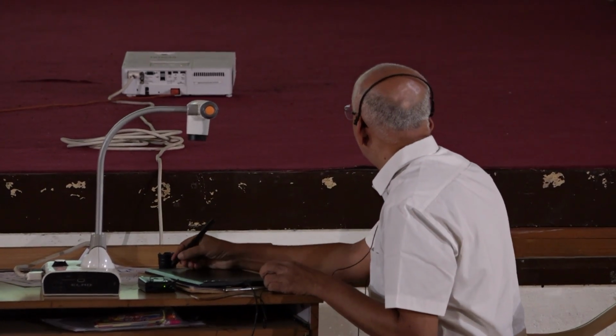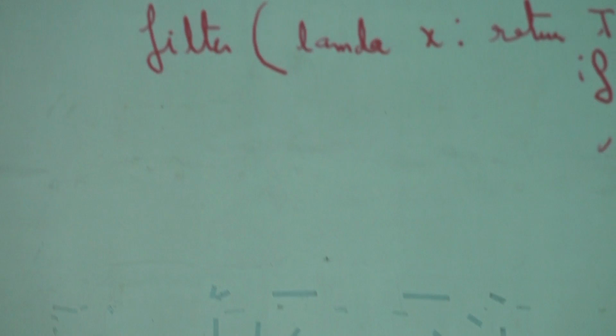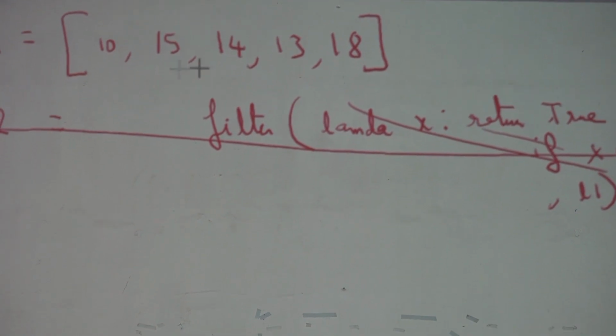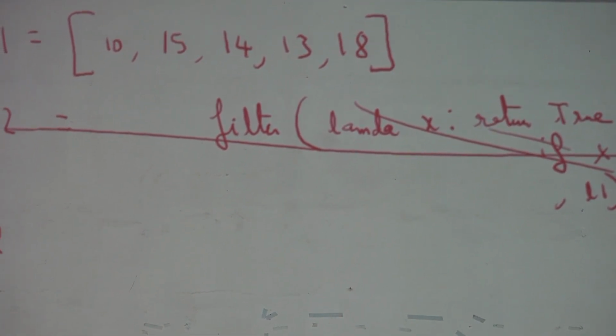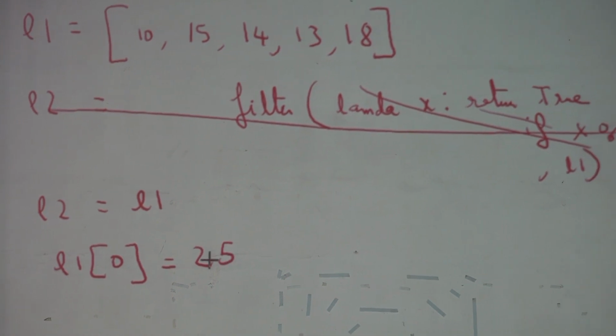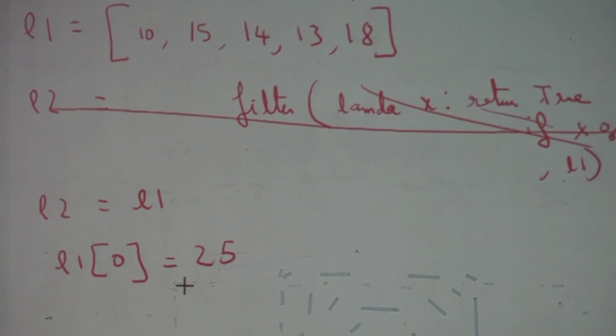One small thing. Suppose I have L1. Just watch. L2 is equal to L1. Are you with me? L2 is equal to L1. What is L2? Another list. What are its values? So now I say L1[0] is equal to 25. What am I doing by this line? Setting the first list value to 25. Should the second list change?